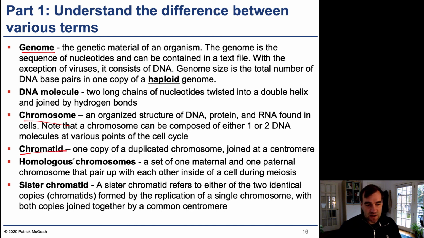A chromatid is 1 copy of a duplicated chromosome joined at the centromere. Homologous chromosomes are a maternal and paternal complement of the same chromosome. They pair up with each other during meiosis. And sister chromatids refers to 2 identical copies formed by the replication of a single chromosome. So again, it's important that you understand all of these terms well, what exactly is meant by them, and actually just understanding this terminology is half of the battle for understanding this material from this chapter.